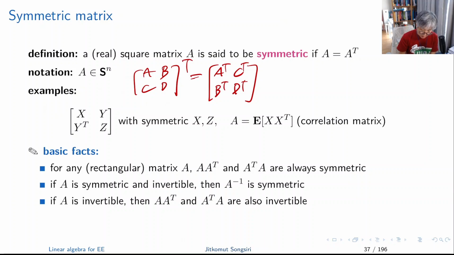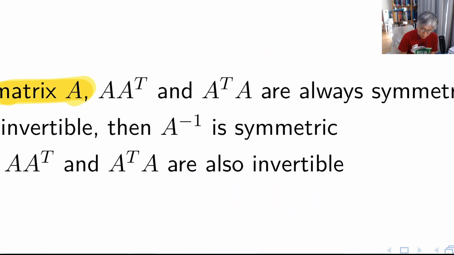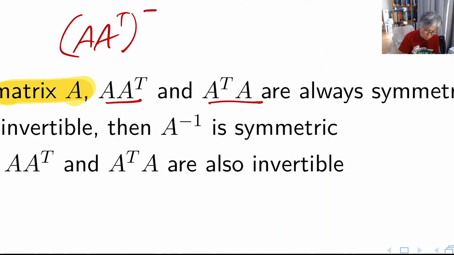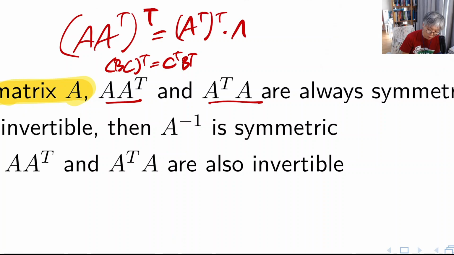Okay. Suppose A is rectangular. It doesn't have to be square. You can verify quickly that A transpose A is always symmetric. Remember, when you have B C transpose, that is C transpose B transpose. So A transpose A transpose is going to be A transpose times A transpose transpose, and that is A transpose A. All right. So A transpose A is always symmetric.